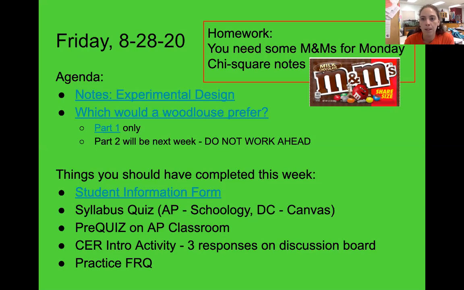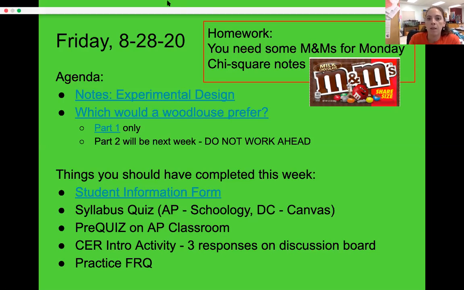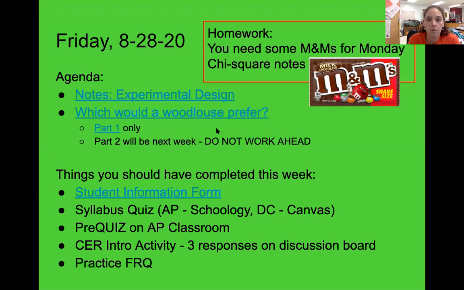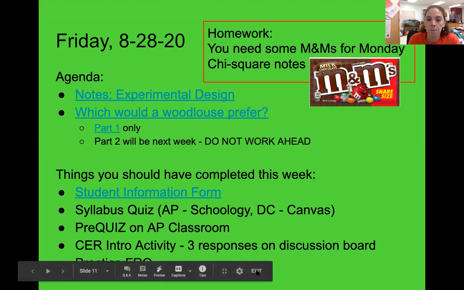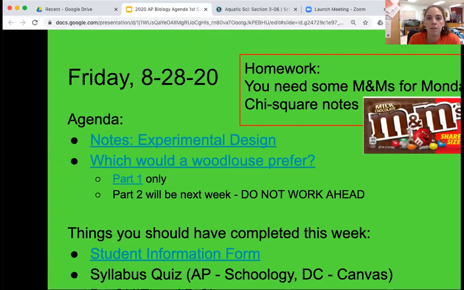For homework this weekend, this is an AP class. You do have a little bit of homework. 2 things. You need to get some M&Ms and have them ready during class on Monday. We'll be using those M&Ms as part of our activity, and having them in front of you will make it easier for you to follow along. And then some chi-squared notes.